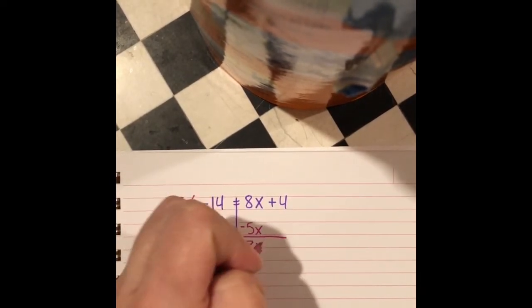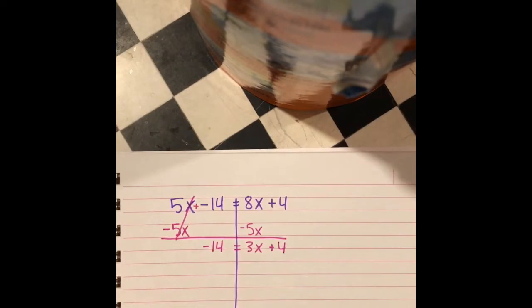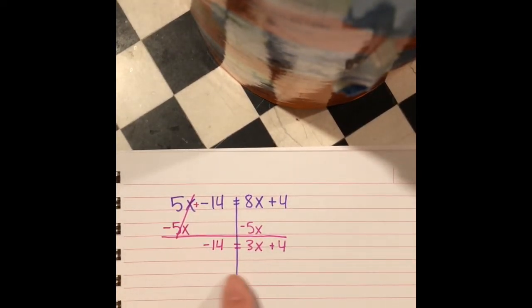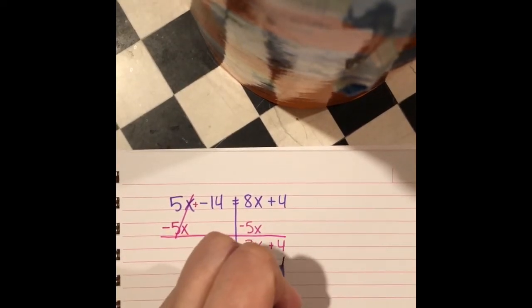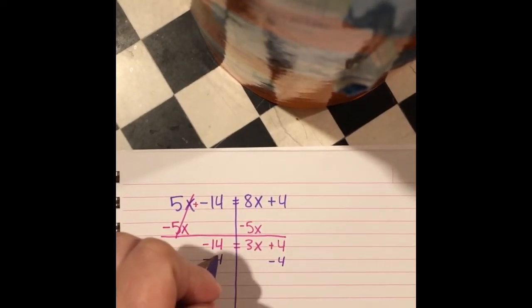So 5x minus 5x is canceled out, and then I bring the negative 14 down, bring my equal sign down. 8 minus 5 is 3x and positive 4. All right, so now I have all my x's over to the right side, and I want to get all my numbers over to the left side. So I need to undo plus 4. And the way I undo addition is I use subtraction. So subtract 4 here, and I subtract 4 here.